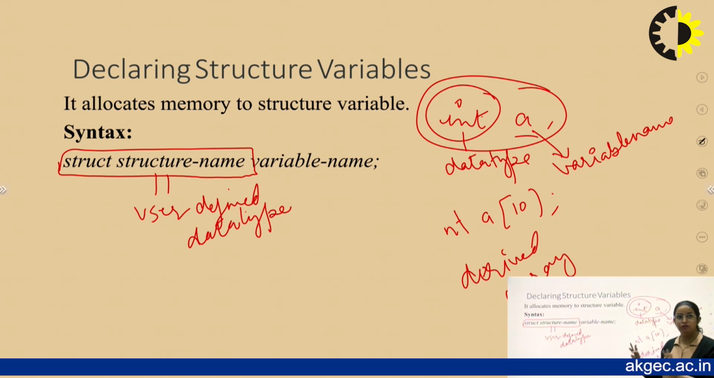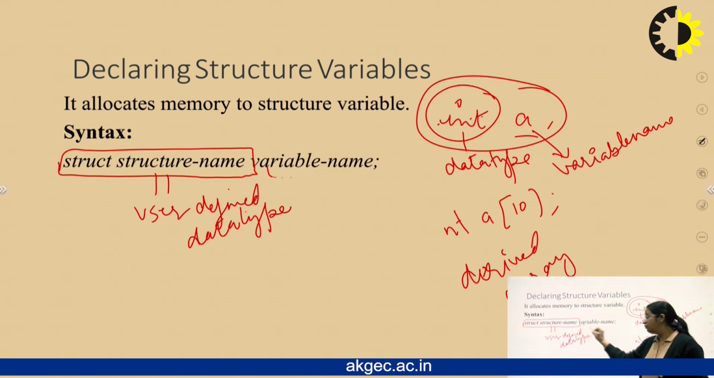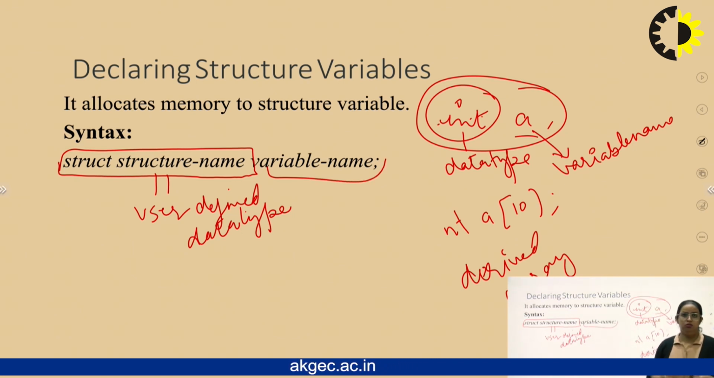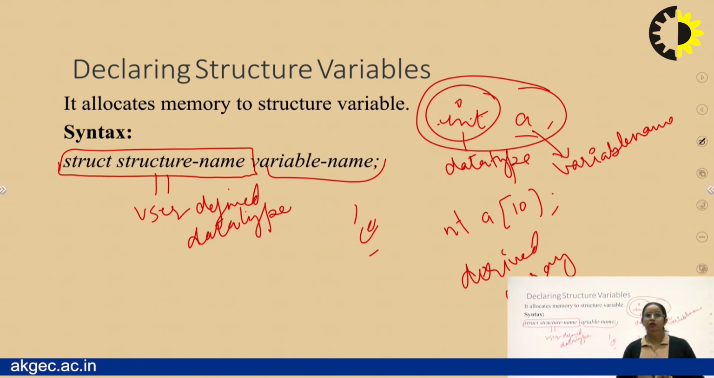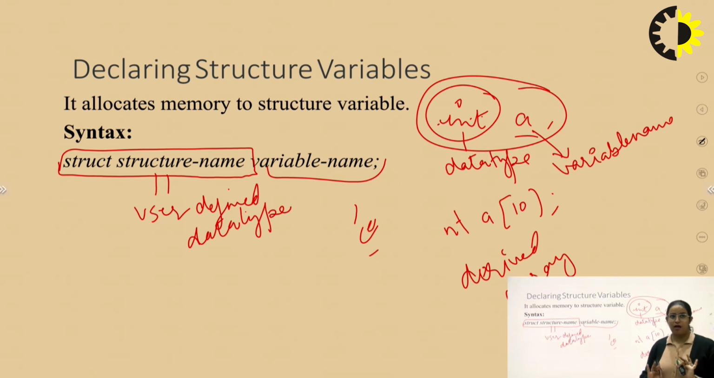So this is simple. If you compare it with this int a, both are similar. Int is the data type here, and here struct structure name is the data type. Okay. Then variable name. You can choose any variable name. It basically follows the properties of variables, that you cannot start with a numeric value, and not start with any symbols except the underscore. All variable properties it will follow. Okay, the variable name follows the rules of variable names.